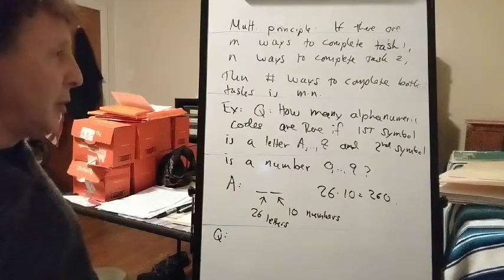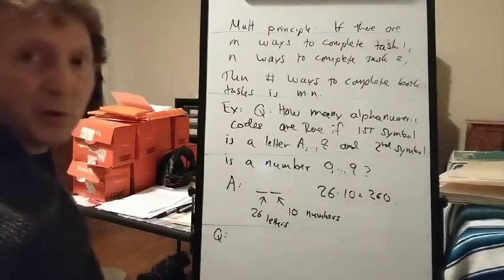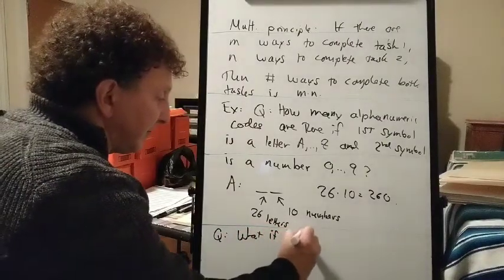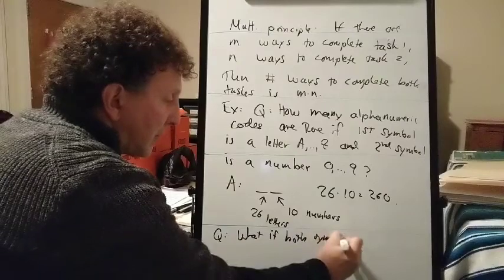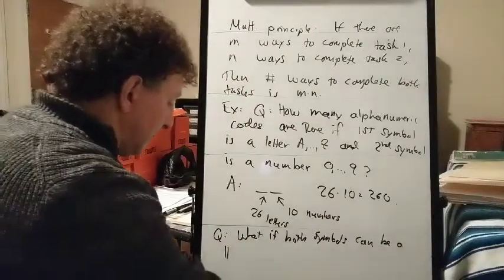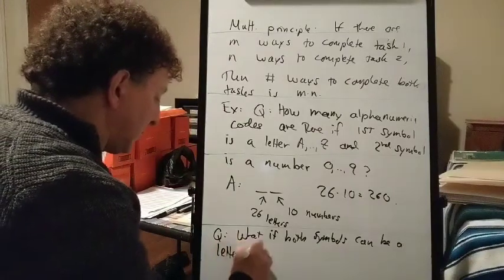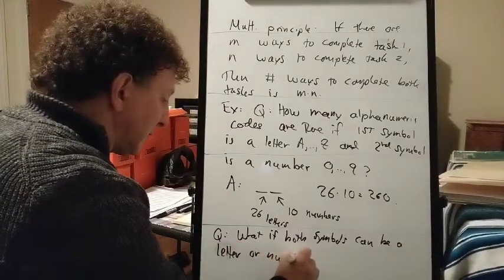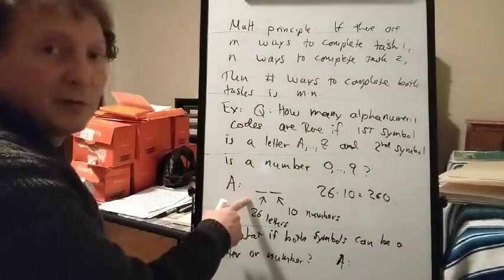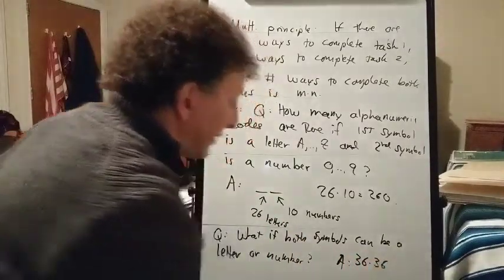And then a related question, what if both of them can be alphanumeric? So we could have a letter or a number in the first digit and a letter or a number in the second digit. And the answer is then we'll have 36 choices for the first and 36 choices for the second. So 36 times 36, whatever that is.